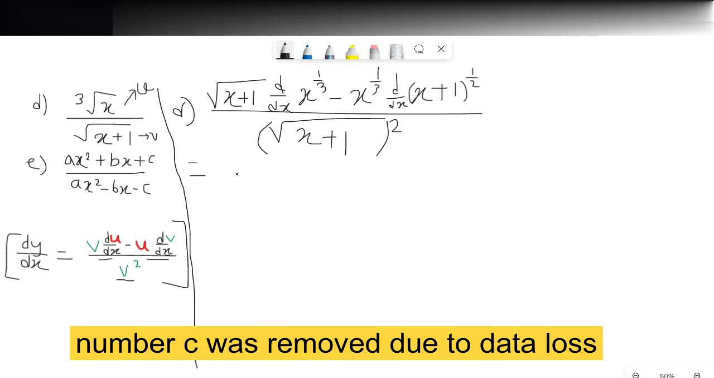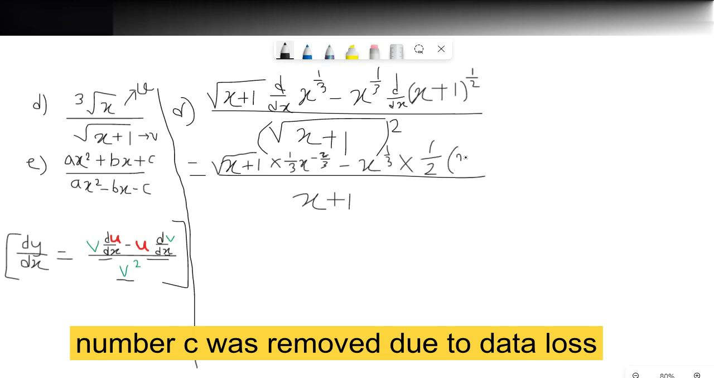So, just like before, at the bottom we have x plus 1, and at the top we have x plus 1 whole to the power half, or root of x plus 1, multiplied with the 1/3 of x to the power minus 2/3, subtracted with x to the power 1/3, and multiplied with the derivative of x plus 1 to the power half, which is by using chain rule to get x plus 1 whole to the power minus half.